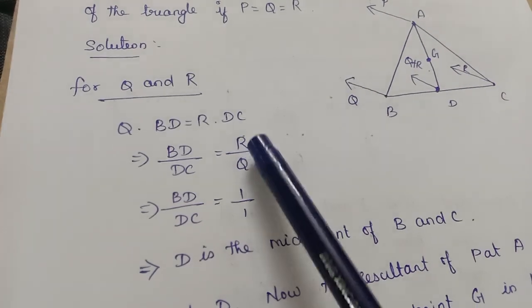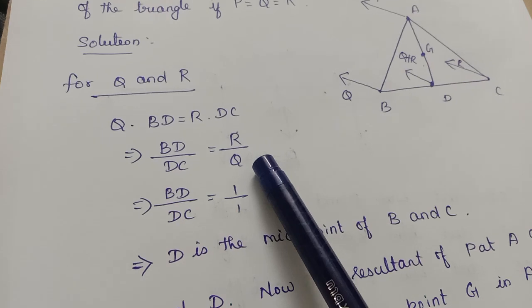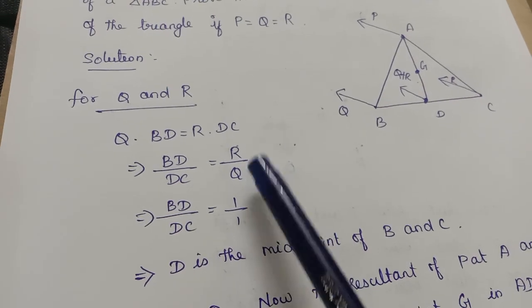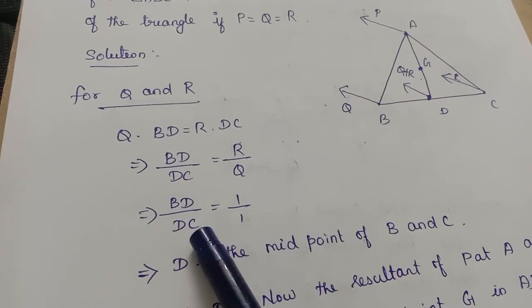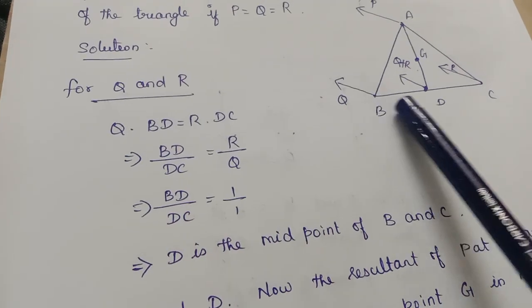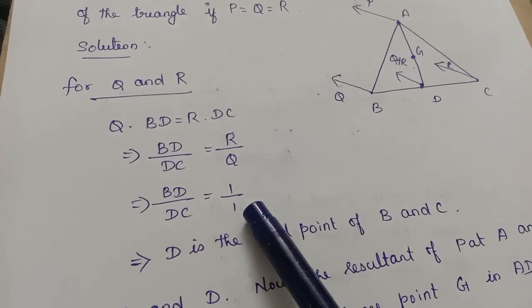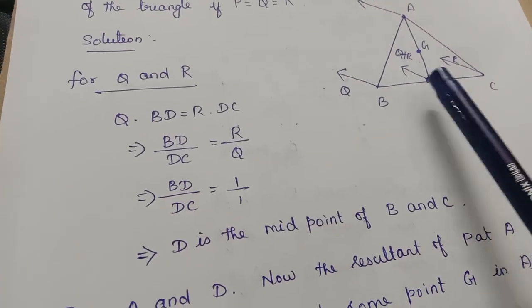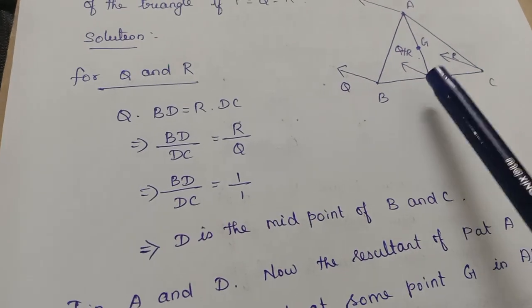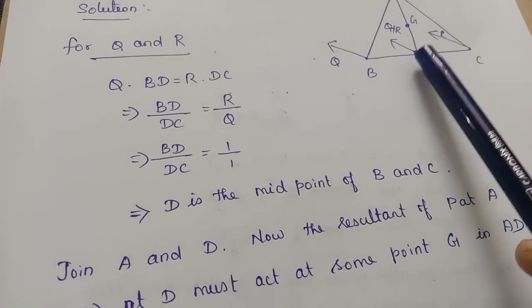So BD by DC equals R by Q. But they have given in the question that all the three forces are equal. So by cancelling, what do I have? BD by DC equals 1. That is, BD and DC are in the ratio 1:1. That means D is the midpoint of BC. Okay, right? So D is the midpoint of BC.